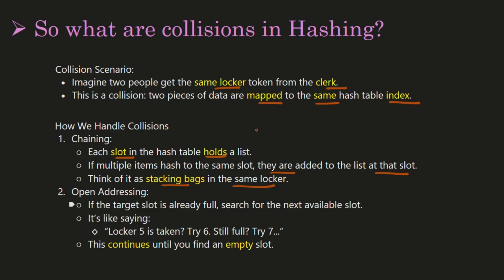Another method to handle collisions is open addressing. If a slot is full, we look for the next available one. It's like saying, locker 5 is taken. Let's try locker 6. Still full? You simply try locker 7. You basically try until you get a slot.